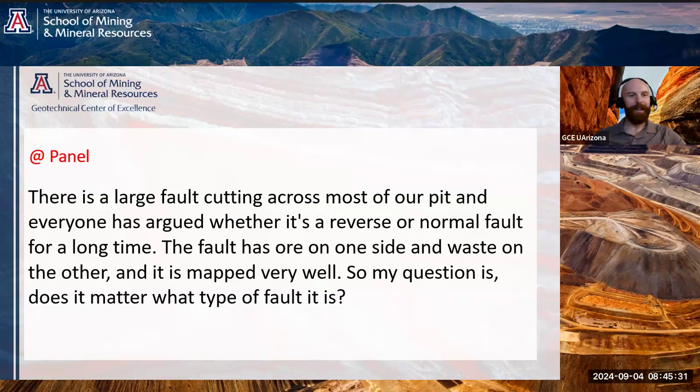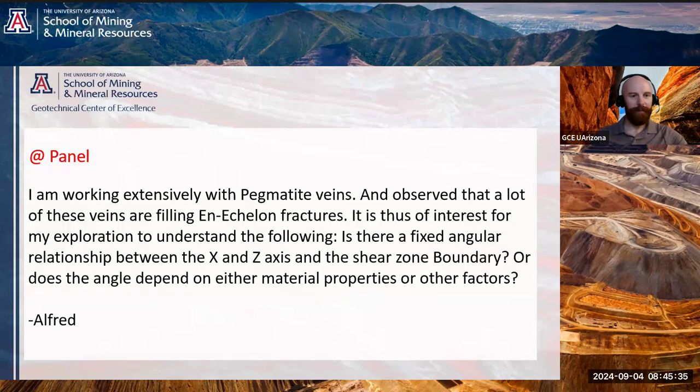Okay. Let's go to another pre-submitted question. This one is also pretty technical. I'm working extensively with pegmatite veins and observed that a lot of these veins are filling en echelon fractures. It is thus of interest for my exploration to understand the following. Is there a fixed angular relationship between the X and Z axis and the shear zone boundary, or does the angle depend on either material properties or other factors? This is from Alfred. Thank you, Alfred.